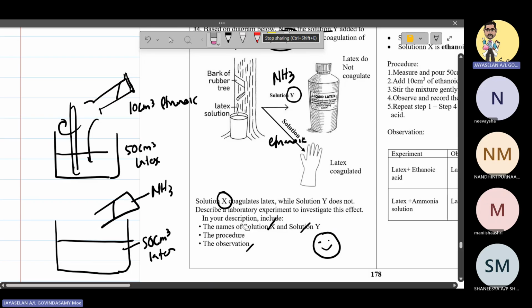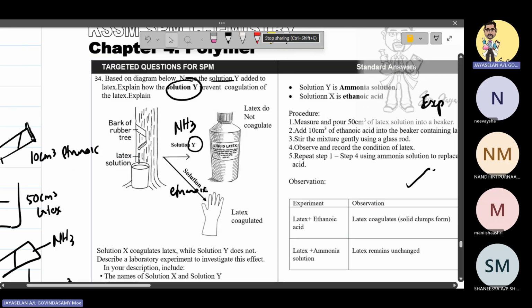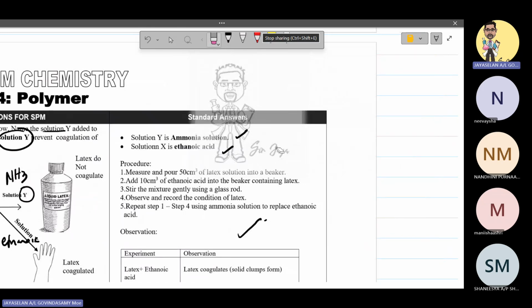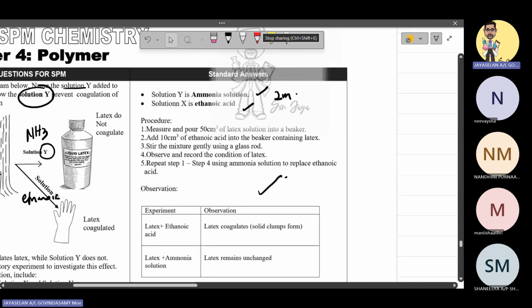But a lot of students cannot do it. So you all make sure to memorize this. If the acid base question does not come out, this will come out. How to do it? Solution Y is ammonia solution, solution X is ethanoic acid. So you already score 2 marks here in your Paper 2 Section C. The procedure is very simple.